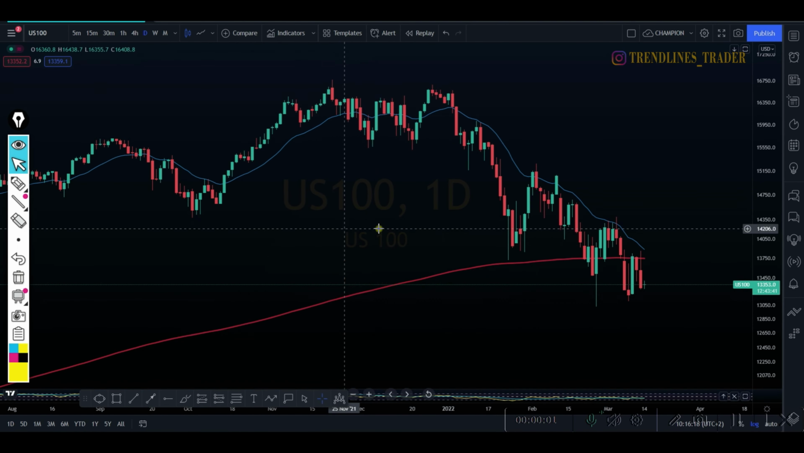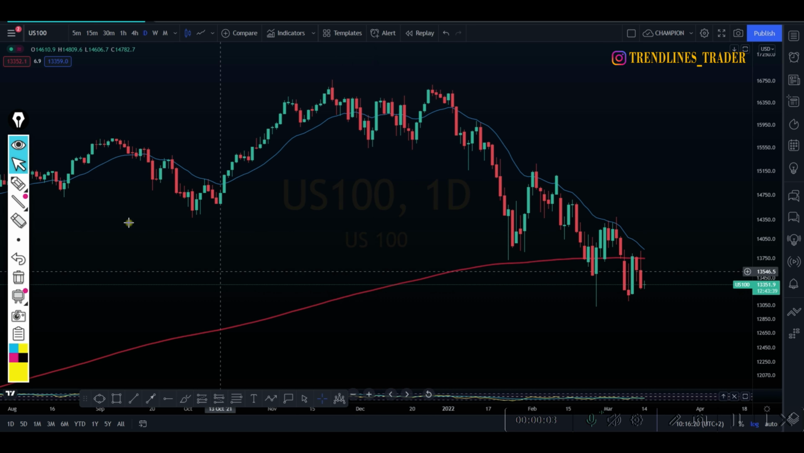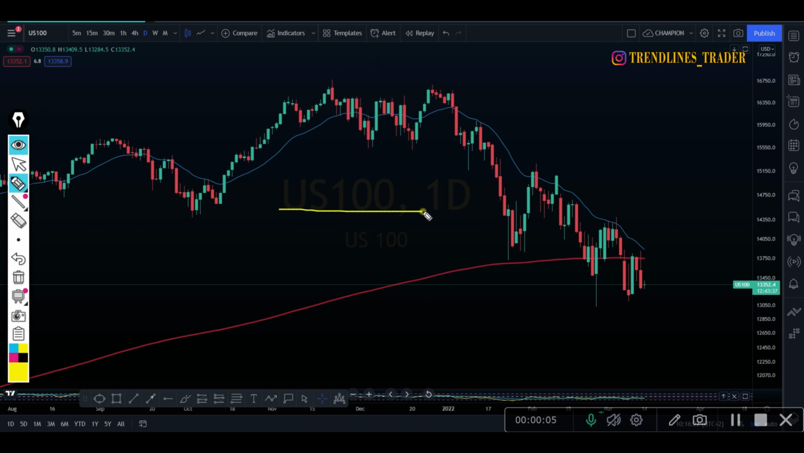Yes, ladies and gentlemen, when we look at our chart, NAS100, you can see this is our instrument. We are on a daily time frame. Our chart has been very bearish for quite some time. Our instrument has been selling for quite some time, as you can see with this type of wave movement.